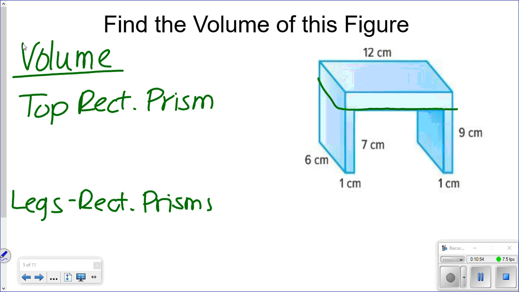We know this is 12. What other dimensions can we figure out? 7 minus 9 plus 2. Okay, so let's go back there. You're finding this right here.